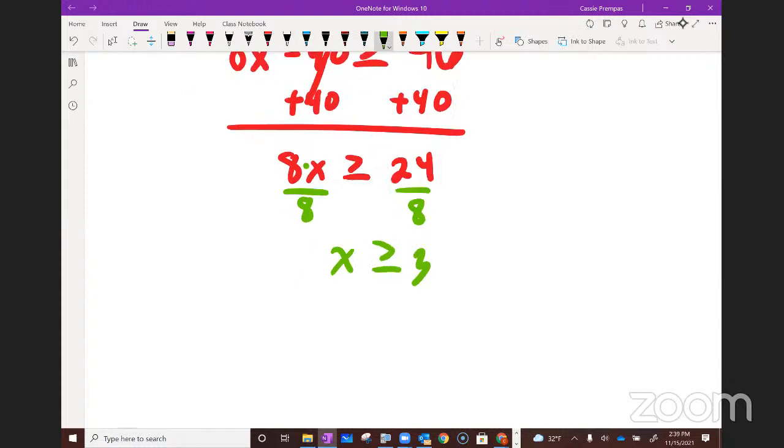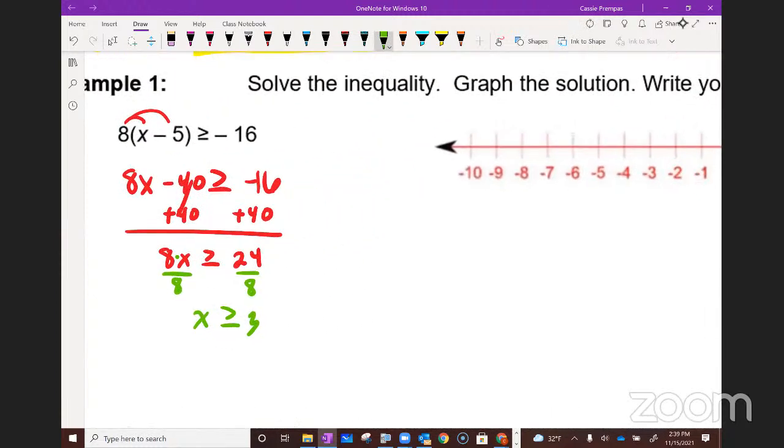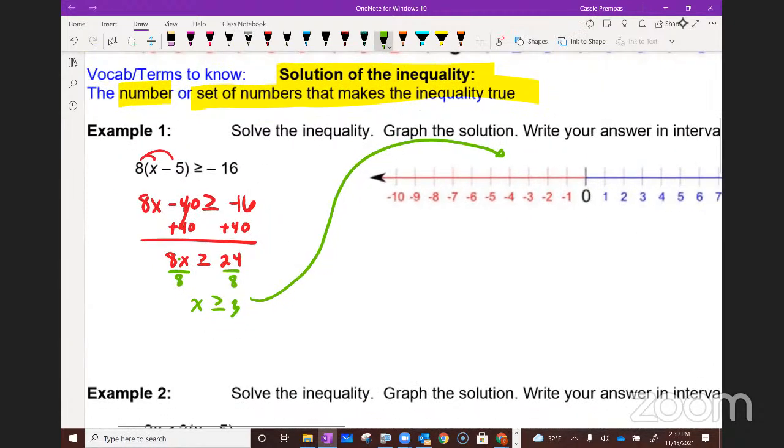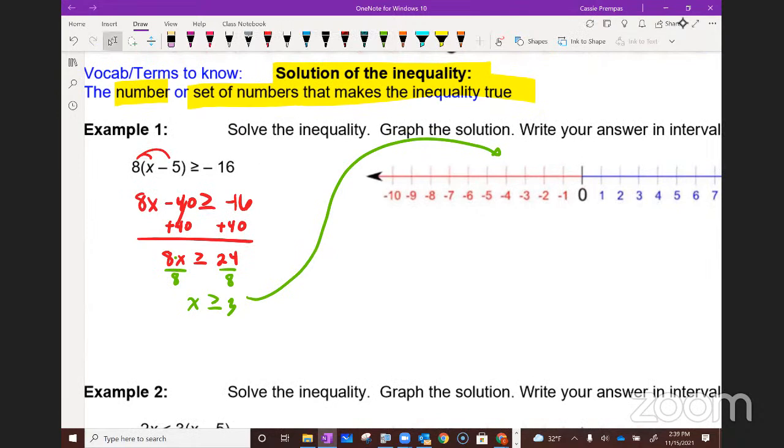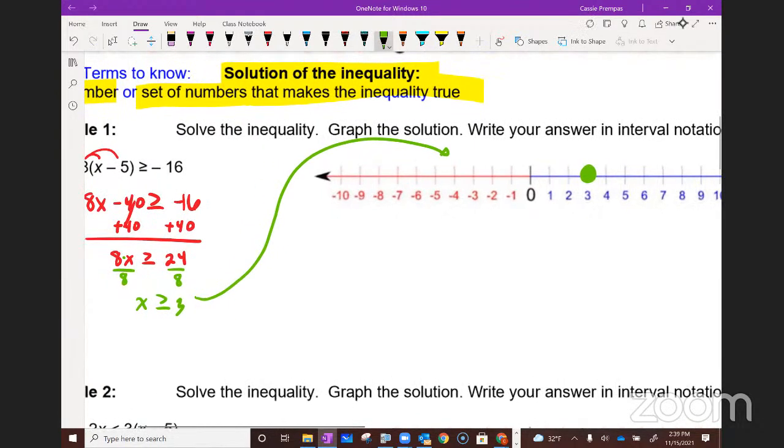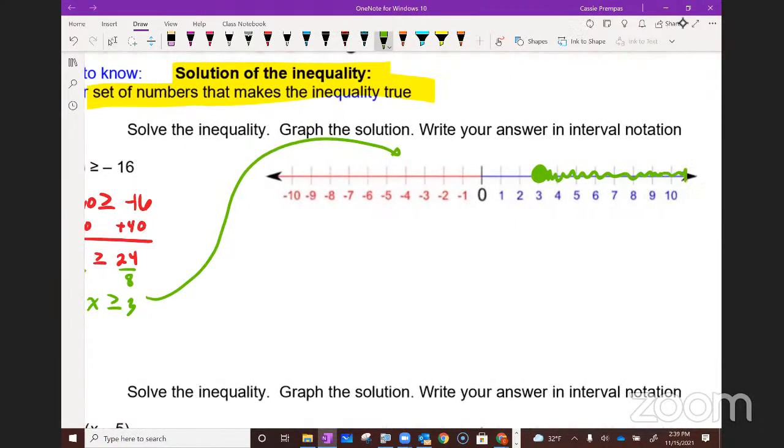We want to make sure we know how to represent these solutions visually. So would I have an open circle or a closed circle at 3? Closed. Would I shade to the right or to the left? To the right, because I need numbers bigger than or equal to 3.